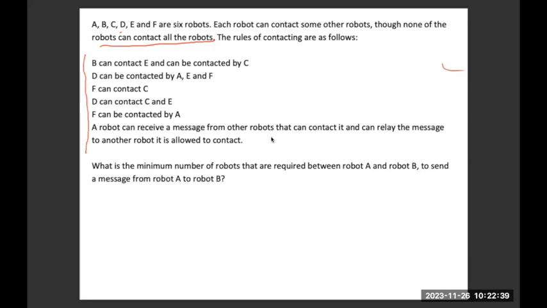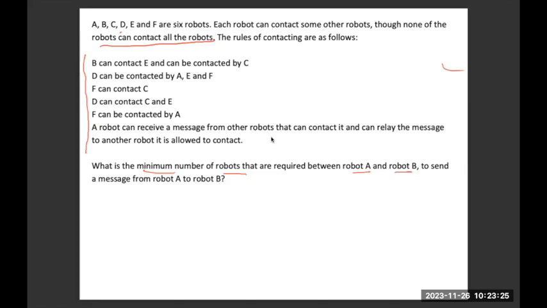You have to find the minimum number of robots that are required between robot A and B to send a message between them. So in this case, all you have to do is construct a diagram of contact, using all the information provided here, and thereby find के A और B के बीच में कितने robots आ रहे हैं. That's all. Go statement by statement and then try drawing the loop. Please don't do it in your mind.